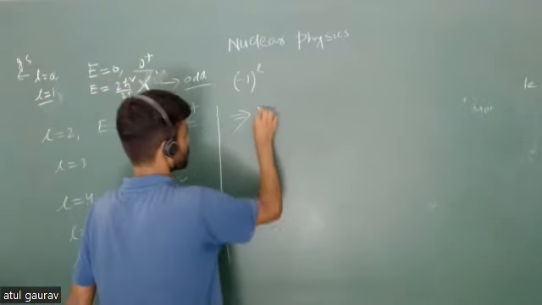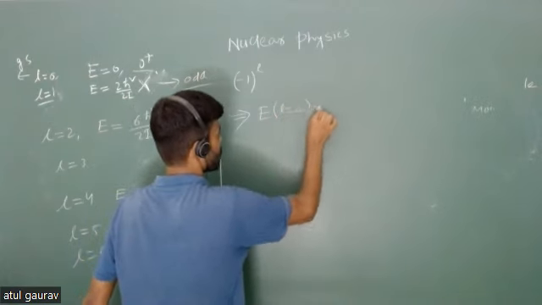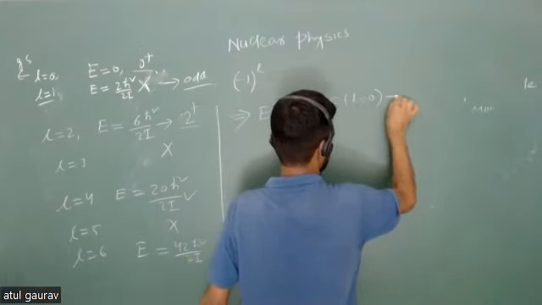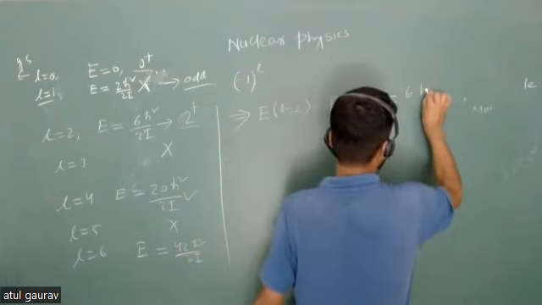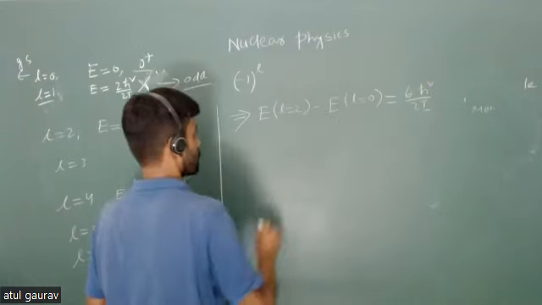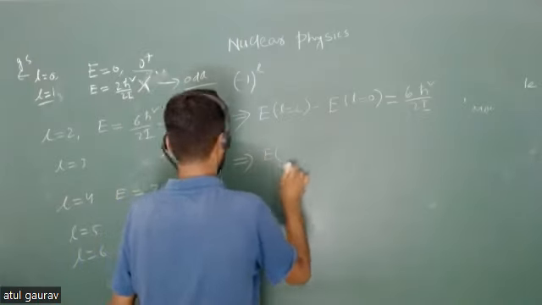So it will be how much? L equals 2 minus L equals 0. That will be simply 6 h cross square divided by 2I. Right. Now if you increase that L value, you can calculate the second separation.